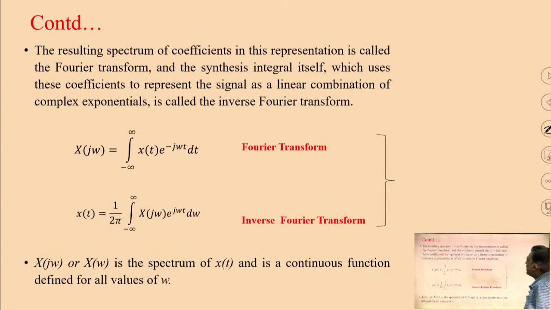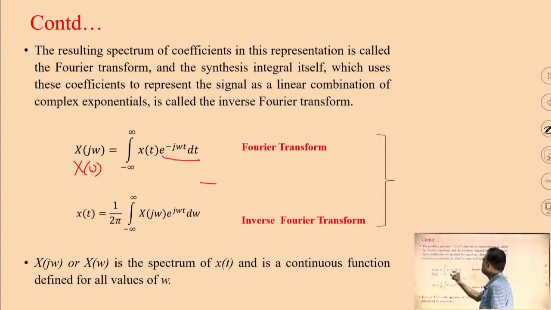Now the expression for the Fourier transform is X(j omega), or you can also write it X(omega); some books use this X(omega). So X(j omega) is equal to the integral from minus infinity to infinity of x(t) e to the power minus j omega t dt, where x(t) is your continuous signal.